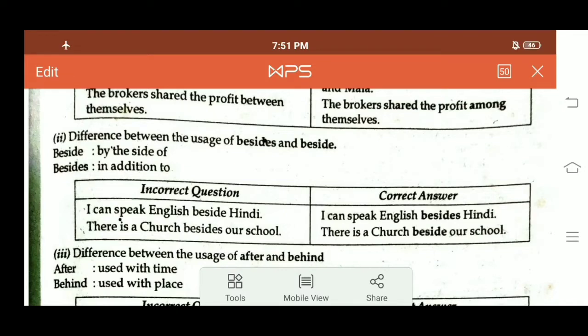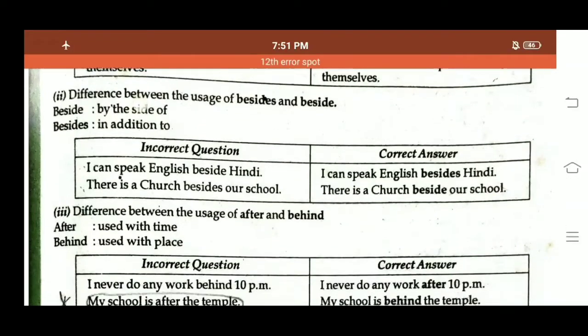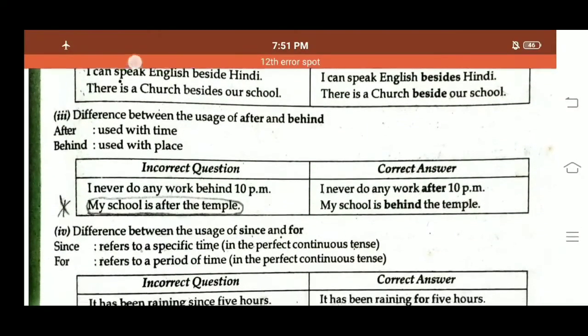Incorrect question: I can speak English beside Hindi. Beside means by the side of. No, I can speak English besides Hindi, in addition to Hindi. I know Hindi as well as English is the meaning. Next: There is a church besides our school. Besides is wrong. There is a church beside our school. Beside means by the side of. So there is a church beside our school is the right answer.